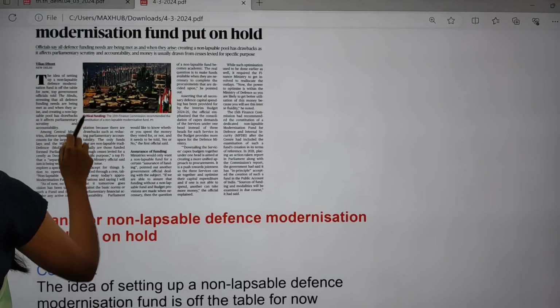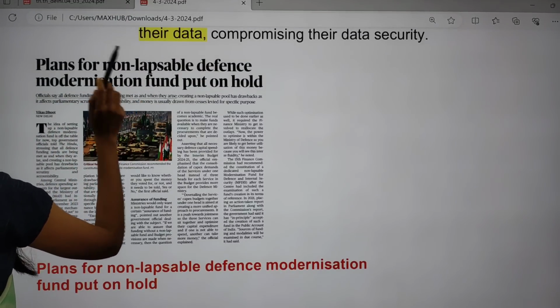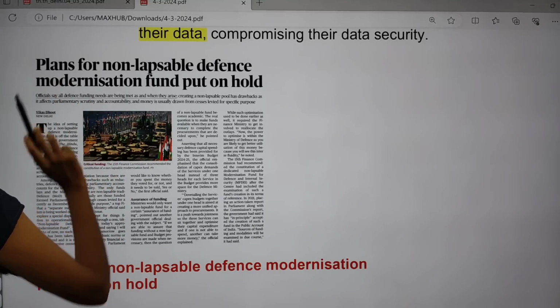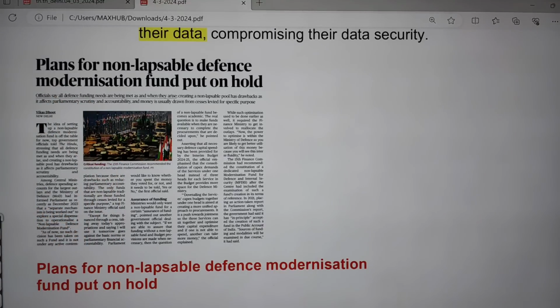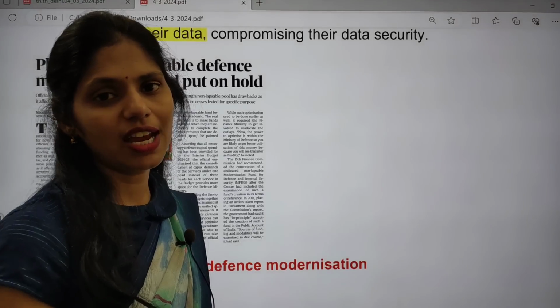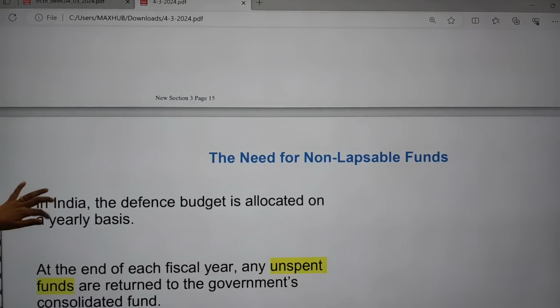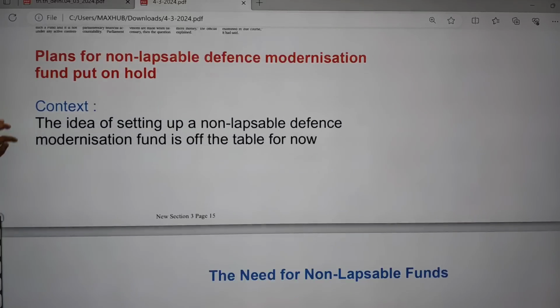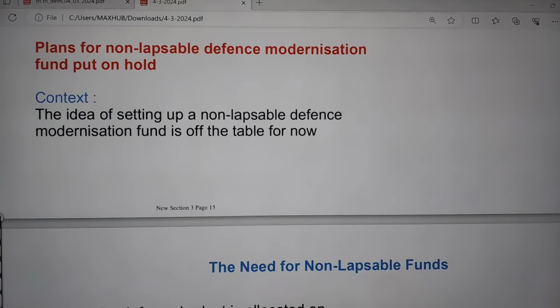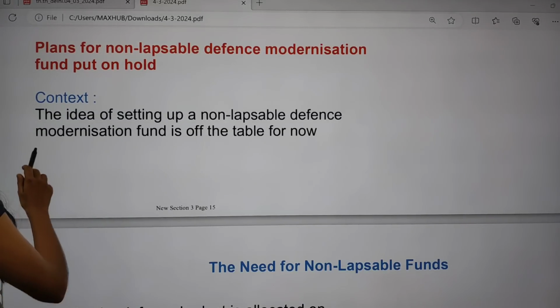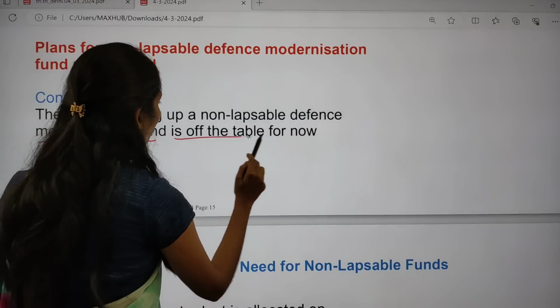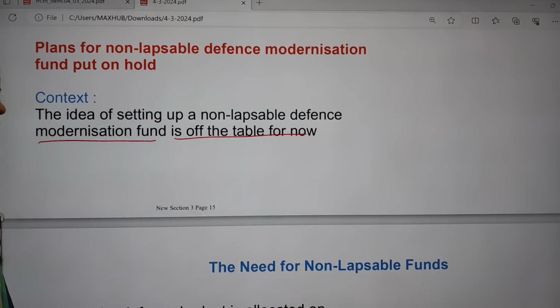Title says plans for non-lapsable defense modernization fund put on hold. So again, this non-lapsable fund for defense had been put on hold. Here we have to see why. Why is it put on hold? If you see the context, it says that the idea of setting up a non-lapsable defense modernization fund is off the table. So it is on hold now.